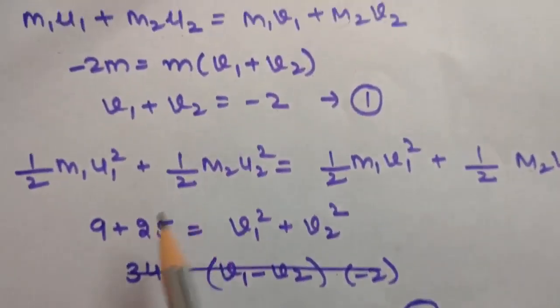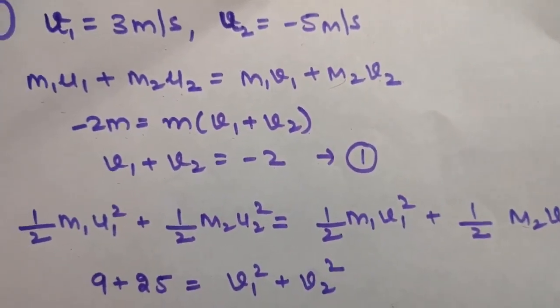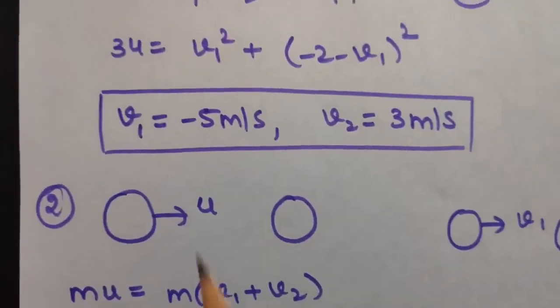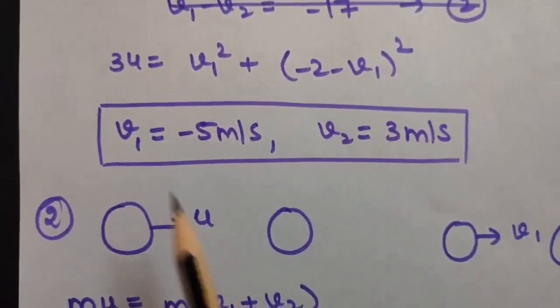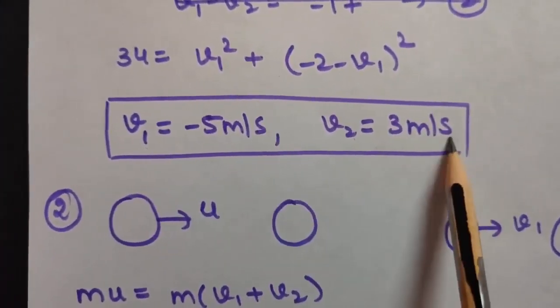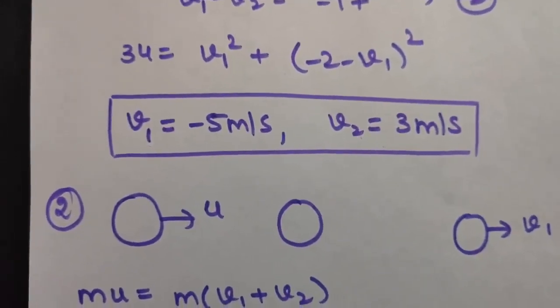Now here, again we are using the conservation of kinetic energy. From this you will get this equation, and just solve the two equations. You will get v1 and v2 to be minus 5 meter per second and 3 meter per second. That is, after collision the velocities of the two particles are just interchanged.